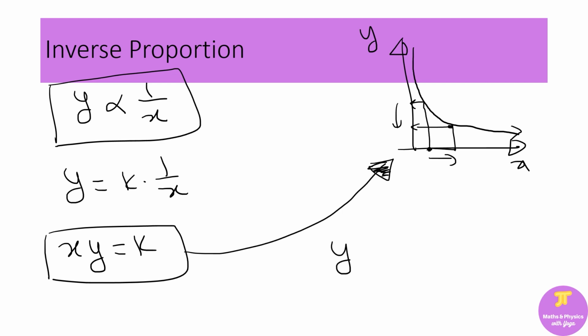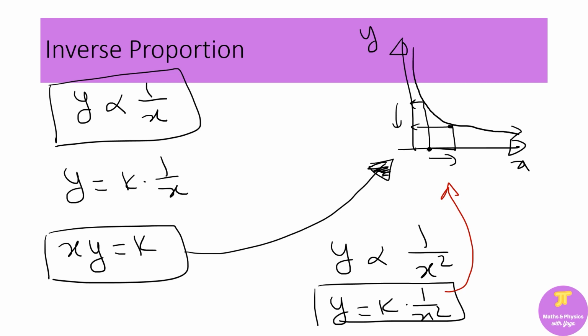Sometimes y is proportional to 1 over the square of x. It depends on the equation. Then this would convert into y equal k times 1 over x squared. If you plot this graph onto this one, it will be very steep and will come down very quickly. This is y equal k times 1 over x. The red one below is y equal k times 1 over x squared.